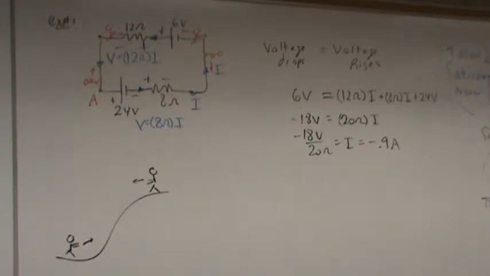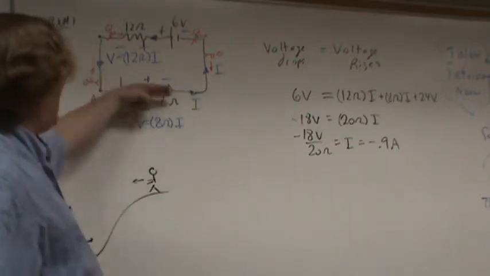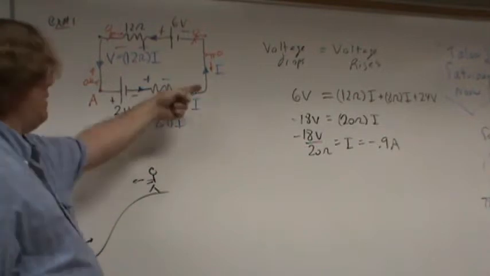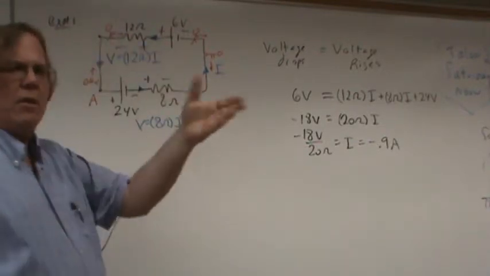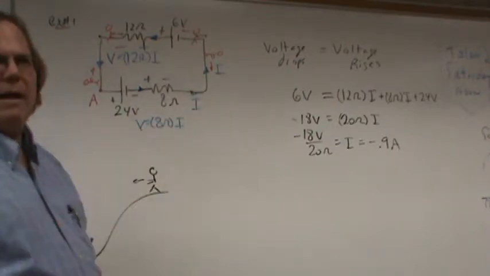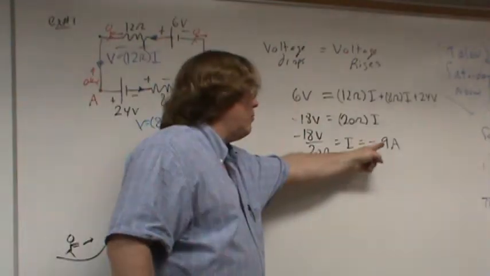I like it. Tell me, what is the meaning of my current being negative? What's that, Robin? It means it's going to the left. Thank you. It means I guessed wrong. I guessed that the current would be going to the right, but I guessed wrong, the current is actually going to the left. That is, the current should be going clockwise as Logan predicted. I decided to go against him, and I went counterclockwise, and I was wrong.